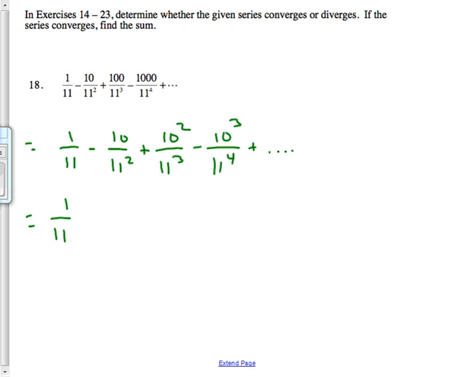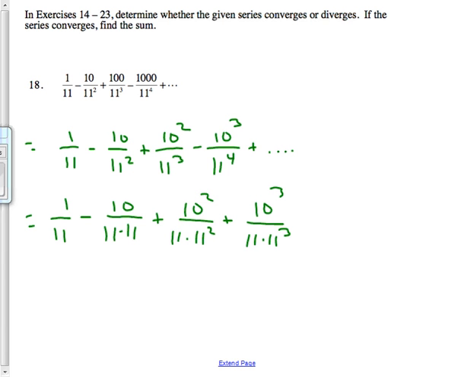Let me time out here. There's a lot of patterns that you're going to have to start identifying. So there's a lot of number theory, essentially. What's going on? Trying to identify a pattern, seeing the pattern, and then summarizing the pattern with an equation. So what I'm going to do now is rewrite this as 1 over 11 minus 10 over 11 times 11, plus 10 squared over 11 times 11 squared, plus 10 cubed over 11 times 11 cubed. And I wrote it like that just because my starting value is 1 over 11.